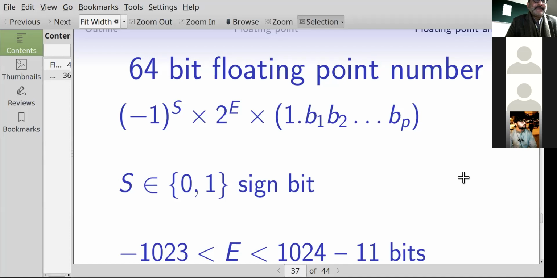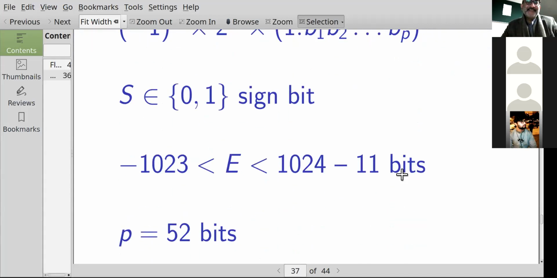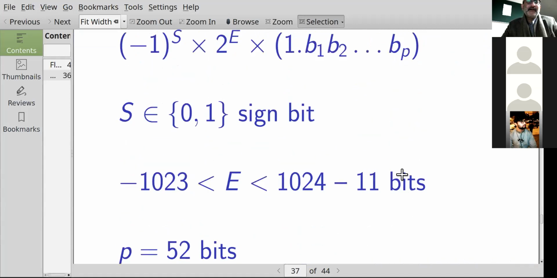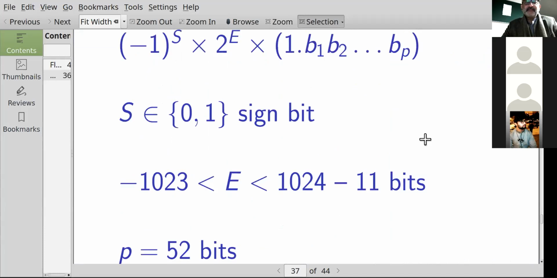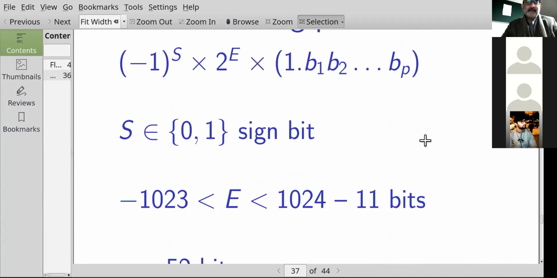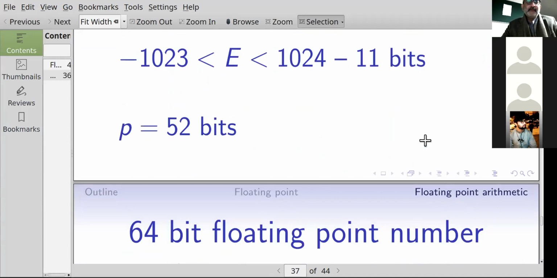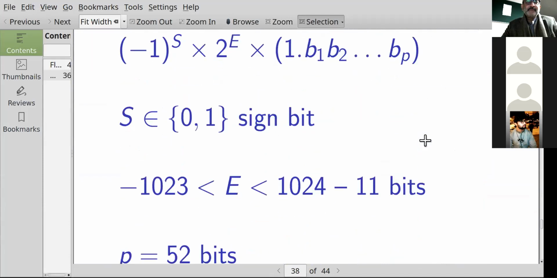I don't want to give this away too quickly. That's an interesting question, and let me take my prerogative and not answer it right away. So B1, B2 up to BP, and P is your 52nd bit. That's what we need to store.